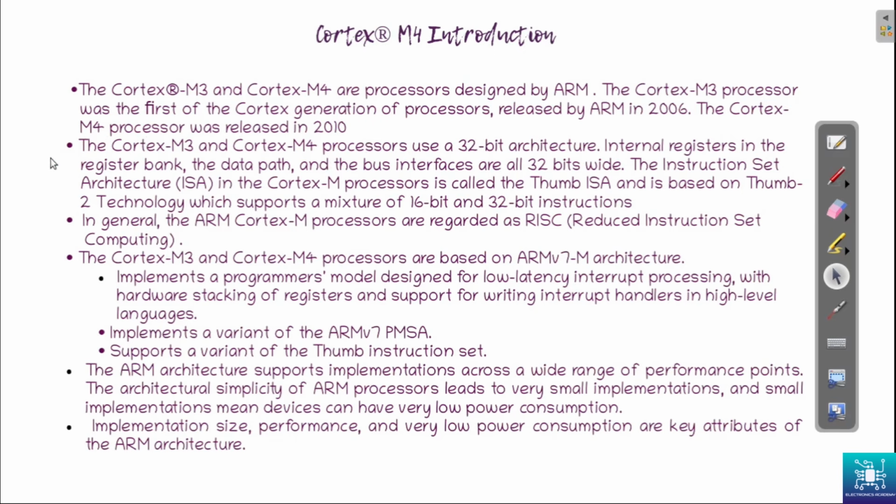So the Cortex M3 and M4 processors use a 32-bit architecture. Internal registers in the register bank, the data path and bus interfaces are all 32 bits wide. The instruction set architecture in the Cortex M processor is called Thumb ISA, or Thumb Instruction Set Architecture, and is based on the Thumb 2 technology, which supports a mixture of 16 and 32-bit instructions.